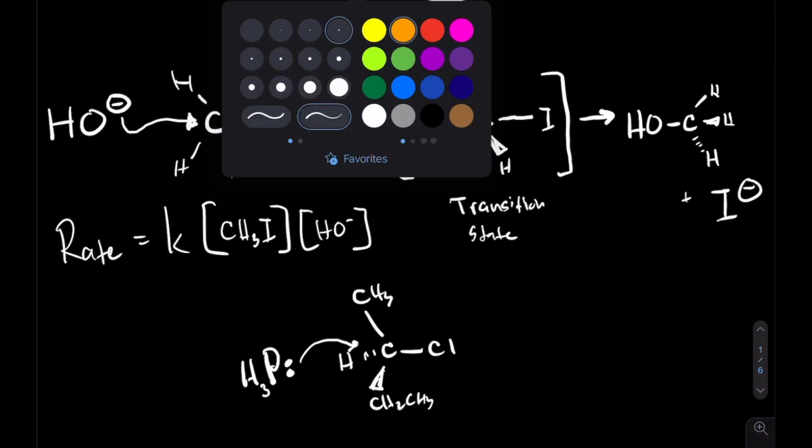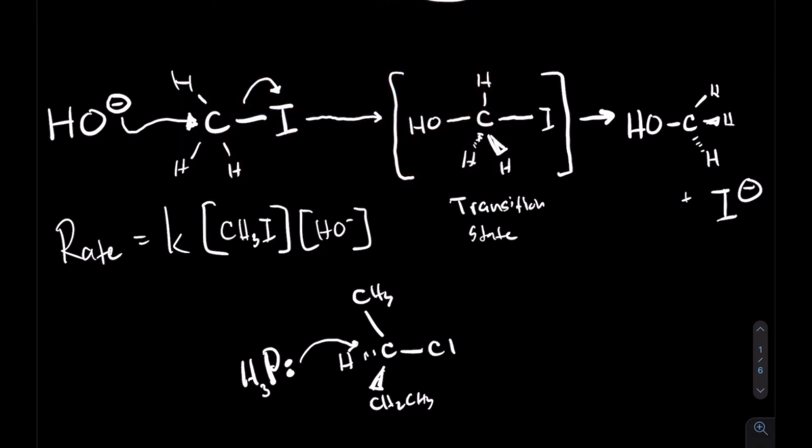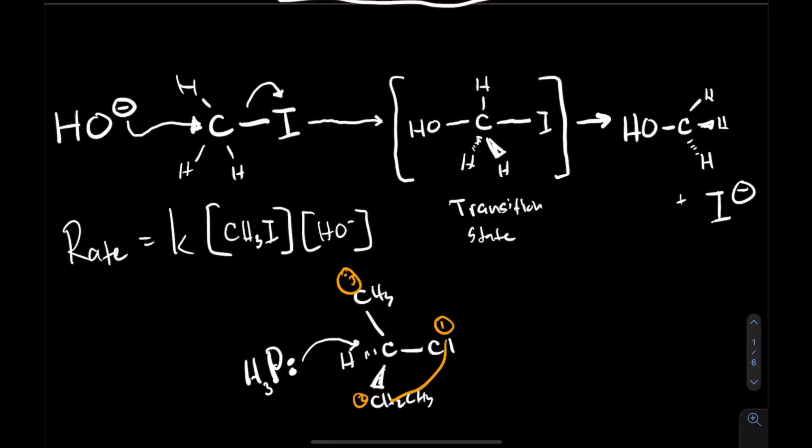Now, it doesn't make any difference if we were going to number these. Chlorine is 1, ethyl group is 2, methyl group is 3, and those are in the back. 1 to 2 to 3 to 1. That is a clockwise rotation. Let's move this over here.